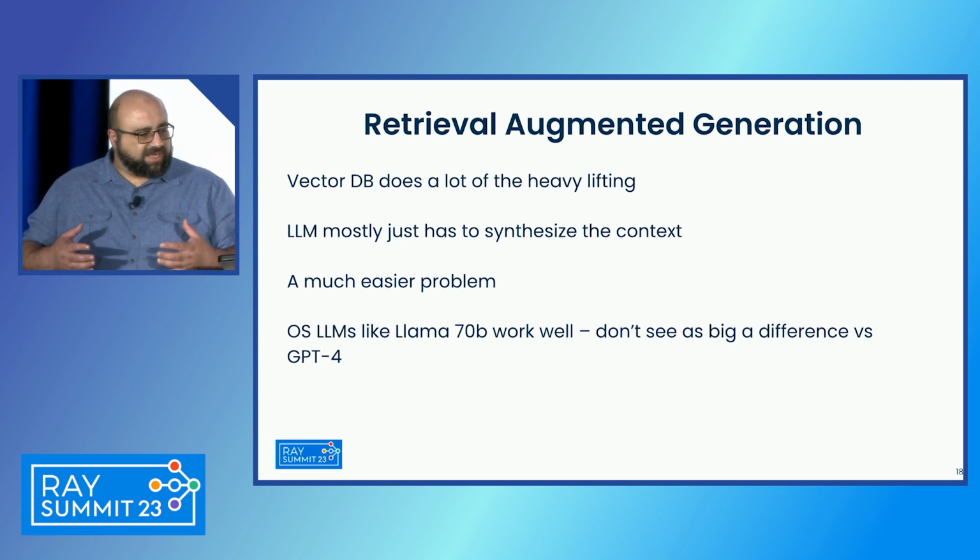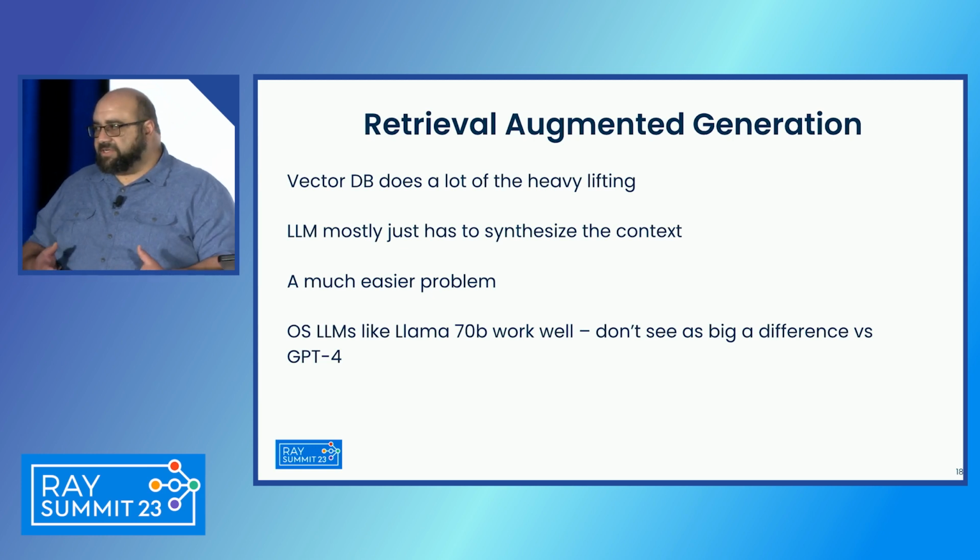And for these types of tasks, Llama 70B works just as well as GPT-4. Both of them can do this task well. But if you just ask a question out of the blue, GPT-4 is going to do better than Llama 70B.